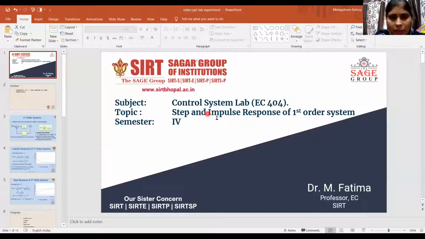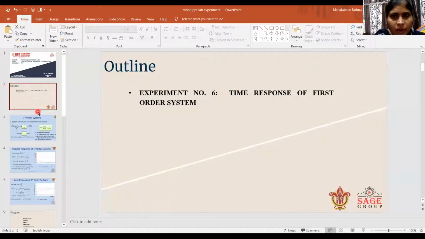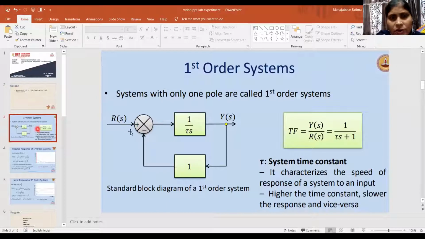The experiment is the step and impulse response of a first order system. You can see here the block diagram of the first order system. R is representing the input, Y is representing the output, 1 by tau S is the transfer function of the forward path, and 1 is the unity feedback, meaning the transfer function of the feedback path is equal to 1.